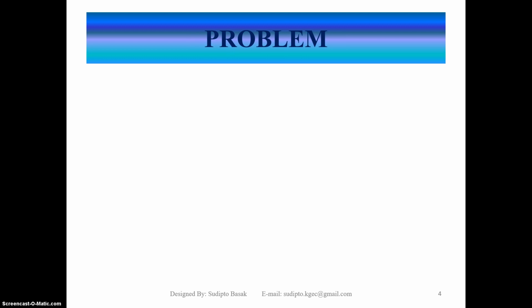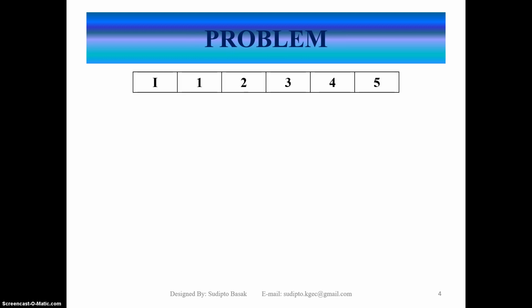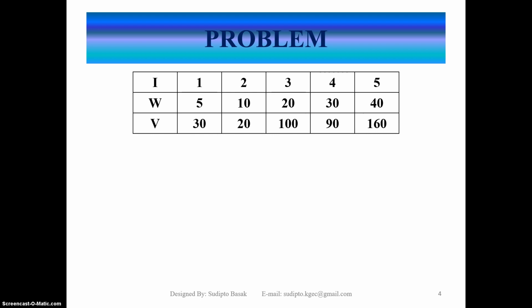Going on to the problem, you can take the 1, 2, 3, 4, 5 items. The individual weights given are 5, 10, 20, 30, 40. The individual profits given are 30, 20, 100, 90 and 160. So we will calculate the p matrix, that is v by w, the profit per weight, which comes out as 6, 2, 5, 3 and 4 according to the items. As our problem suggests, we'll go for descending order sorting.